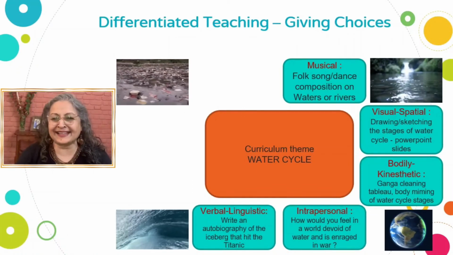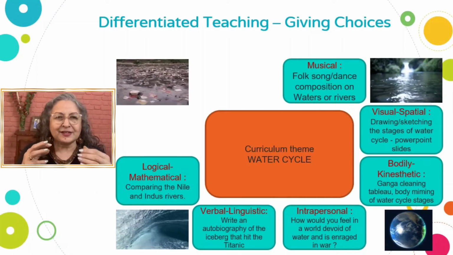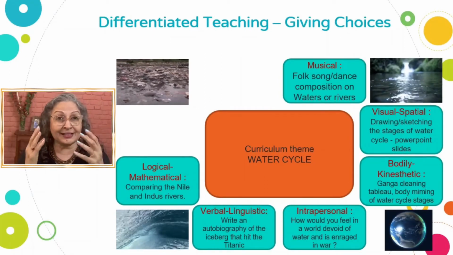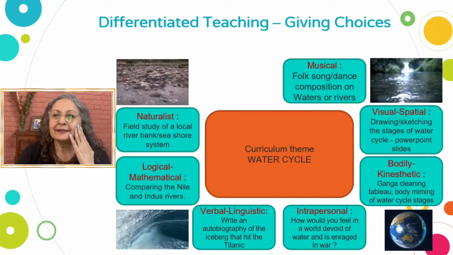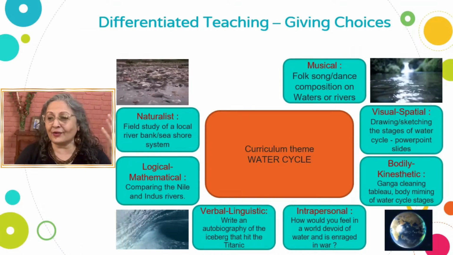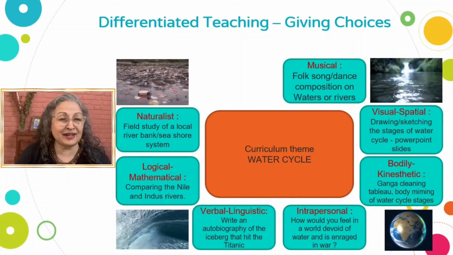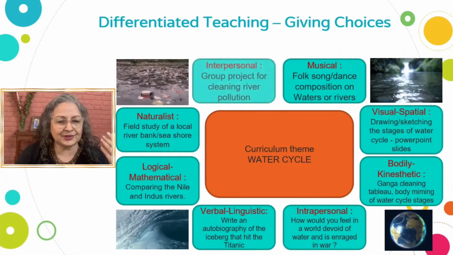Might be something interesting. Logical, mathematical, compare and contrast. So maybe the 2 rivers, maybe Nile and Indus, through a Venn diagram. That's also a mathematical exercise. Naturalist, field study of a local river bank or a seashore system, wherever you are, and seeing whether you could allow students to do that, go into nature.